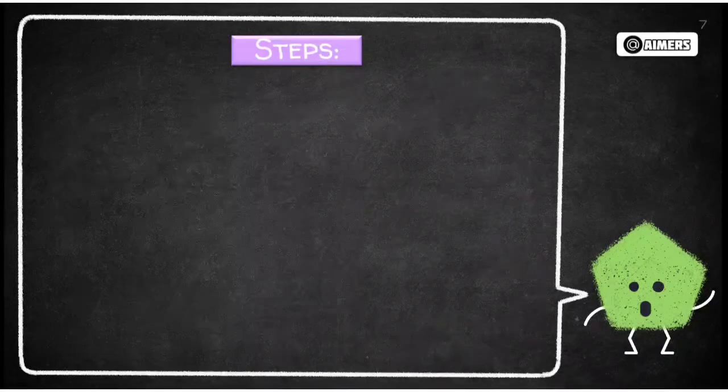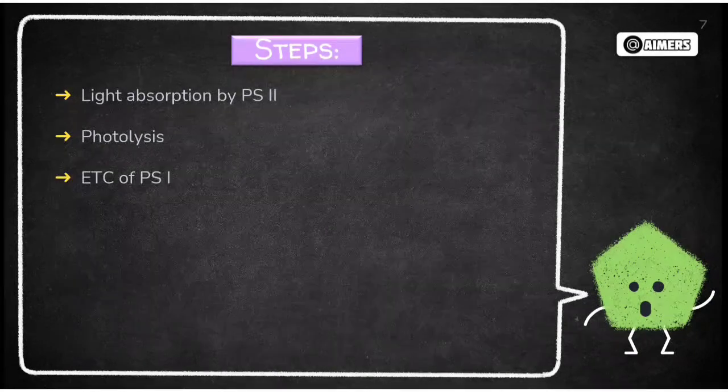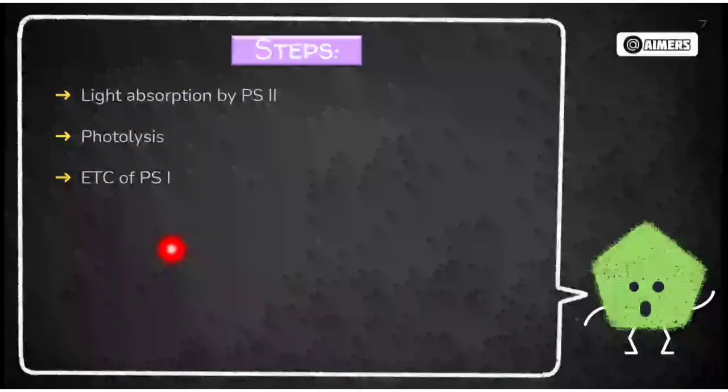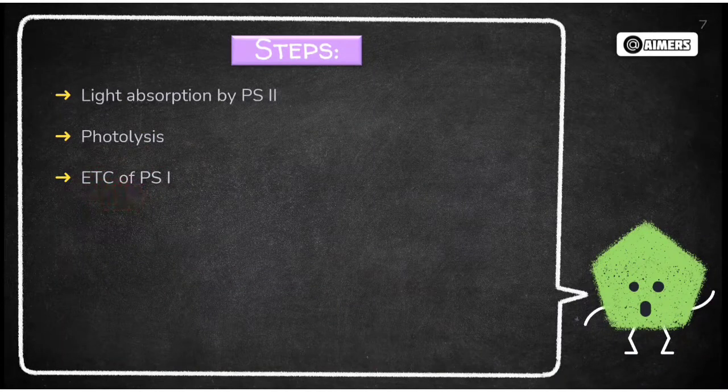So let's see what are the steps involved in non-cyclic photophosphorylation. There are many steps involved in it. First, light is absorbed by photosystem II. Second step is the photolysis. Third step is the electron transport chain of photosystem I, which we will study in detail. I just gave you its overview in the last lecture, but in this lecture we will study its detail.